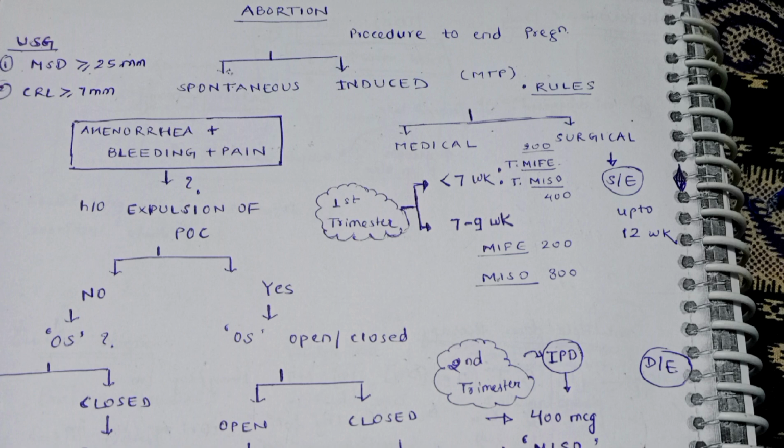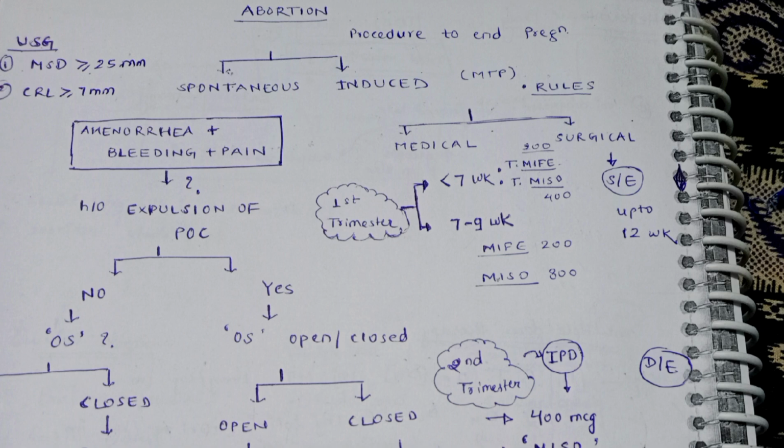Now coming to the medical part of MTP. We can do MTP by medical or surgical methods, and we have divided it into two parts, first trimester and second trimester. The surgical method is very simple: suction and evacuation, allowed till 12 weeks, meaning the first trimester. In medical management in the first trimester, if the period of gestation is less than 7 weeks, we will give tab mifepristone and tab misoprostol. On day 1, tab mifepristone 200 milligram is given, and on day 3, tab misoprostol 400 microgram is given.